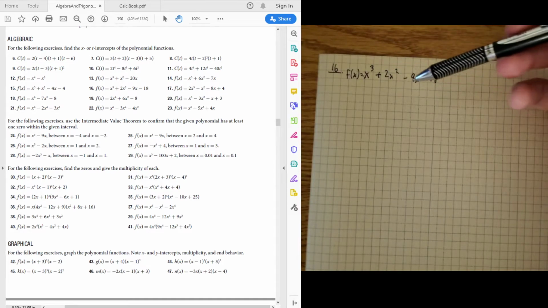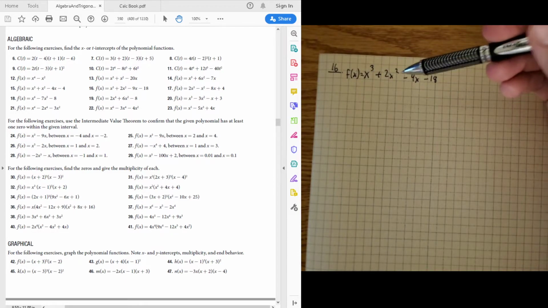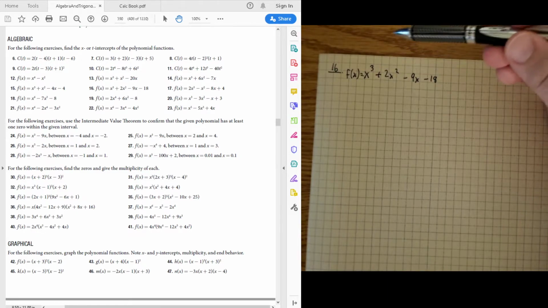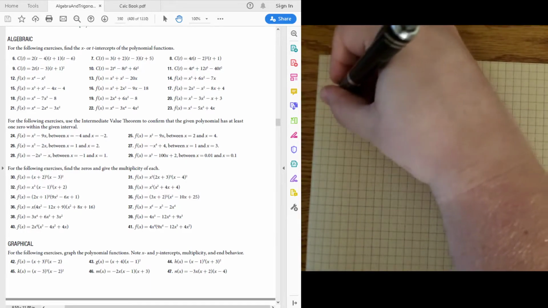This one has a 9 and a 9, but these two don't have 9s in them, so I can't take a 9 out of everything. This one has a 2, and this one has a 2, but this one doesn't. So it seems like there's no term that will come out of everything. In this case, let's look at factor by grouping.